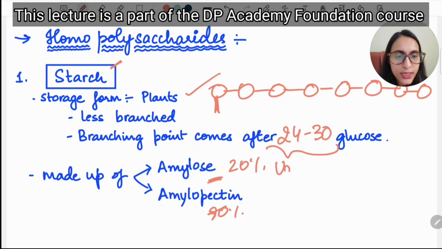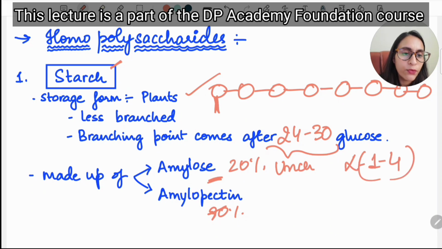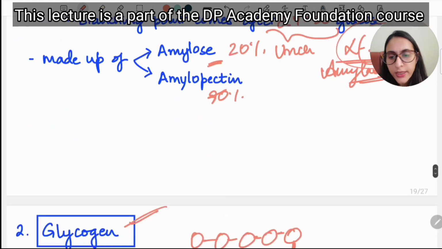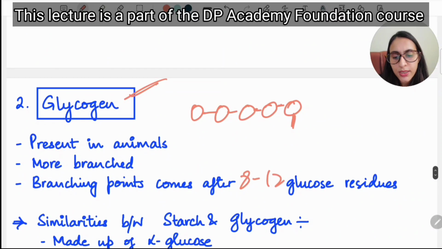Now amylose is mostly unbranched, and it forms an alpha 1,4 bond. Alpha 1,4 is the straight, linear one. When the branching point comes, it is alpha 1,6 bonding, which you have to remember. So amylase is the enzyme that lyses this alpha 1,4 glycosidic bond. Then coming to glycogen, which is present in animals in the liver and muscle, it is mostly branched, and the branching point comes after 8 to 12 glucose residues.